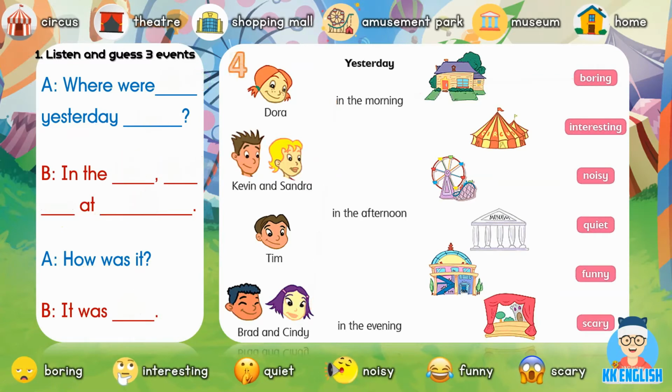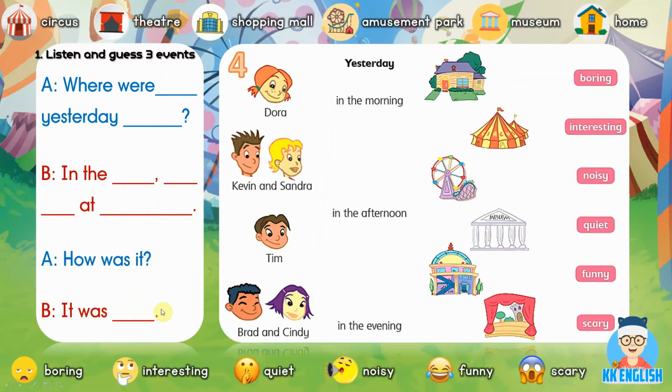Number 4. Where were Kevin and Sandra yesterday afternoon? In the afternoon, they were at the theater. How was it? It was scary.